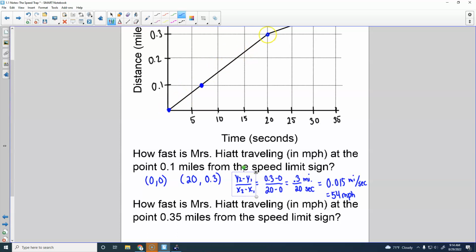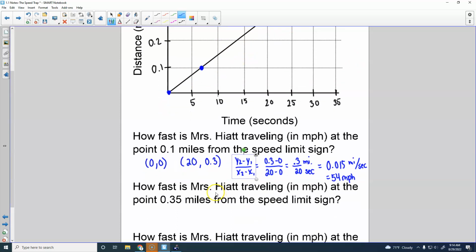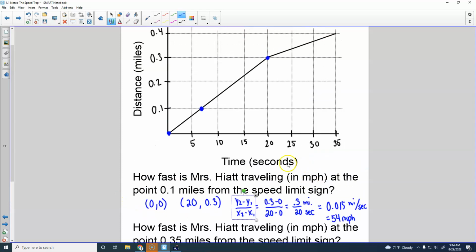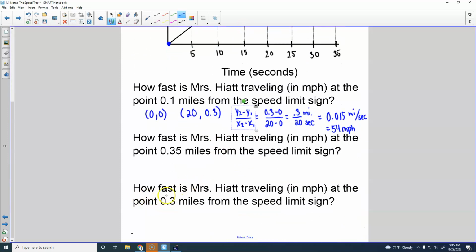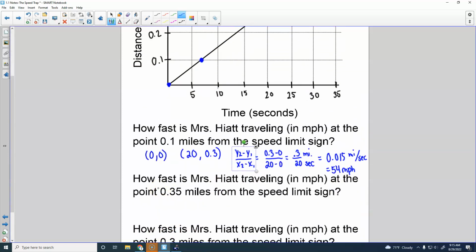Happy as can be. All right, so I want you guys to now find out how fast I'm going at the 3.5, so that's about right here. And then the last one says at 0.3 miles. So figure those out for me.